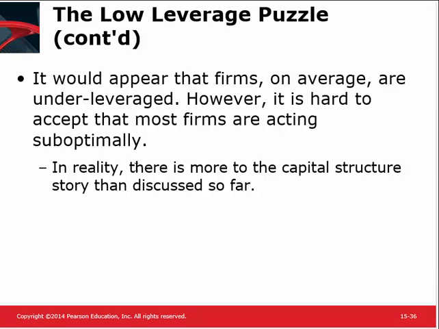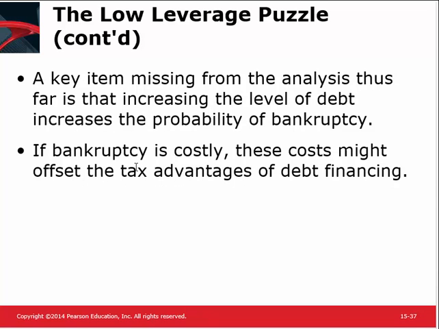It's hard to accept that everybody is acting suboptimally. It's hard to imagine that everybody is doing this wrong. There's got to be something more. Something must be missing from the story if companies are not acting in an optimal way. And the thing that's missing is the concept of financial distress. If bankruptcy is costly, and it is, then it's going to offset any of the tax advantages that come from debt financing.